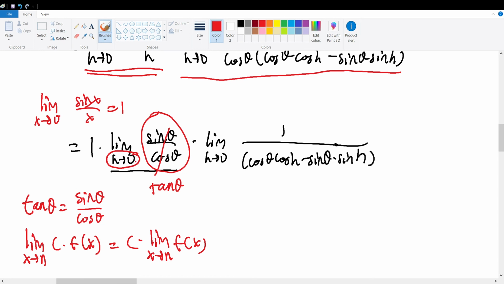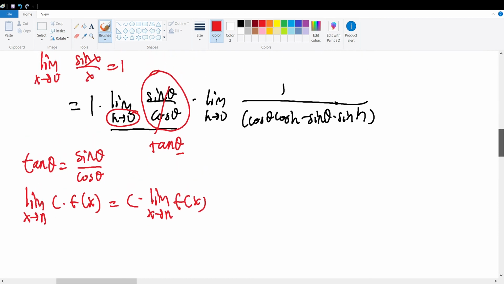And the reason why we can treat tangent theta in this limit as a constant is because this limit has to do with our change in x represented by h. As h is approaching 0, it is not affecting the independent variable of theta. Therefore, we can treat tangent of theta as a whole as a constant. So therefore, we have taken out tangent of theta outside of this limit. So tangent of theta times the limit as h goes to 0 of 1 times this limit right here.